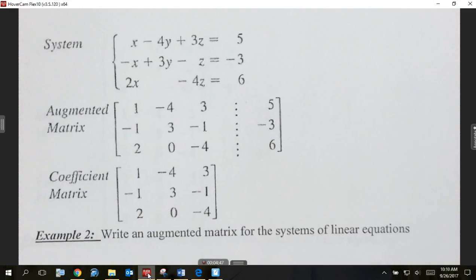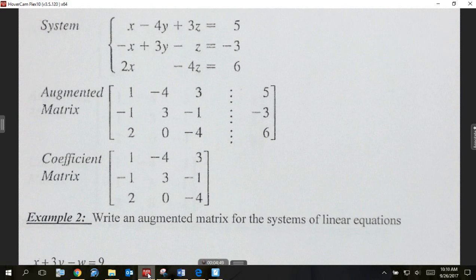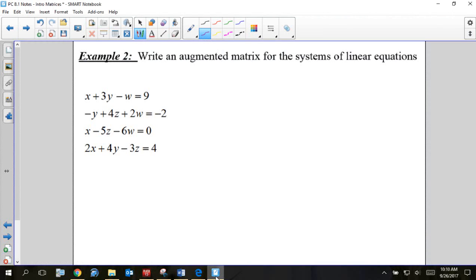So the system has X, Y, and Z, and we've been solving these systems of equations, haven't we? So now we're going to take them and write them in what's called an augmented matrix, and I'll just go through the steps. And then there's also something called a coefficient matrix. But we're going to do the augmented matrix today. So with the example that's on your paper, you want to start and look at which variables we have. How many variables do we have?